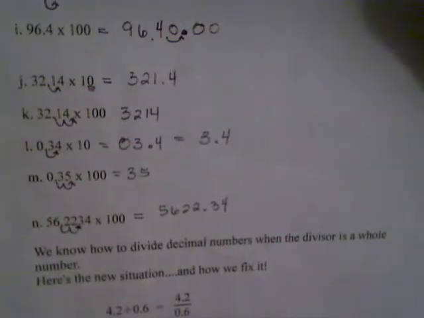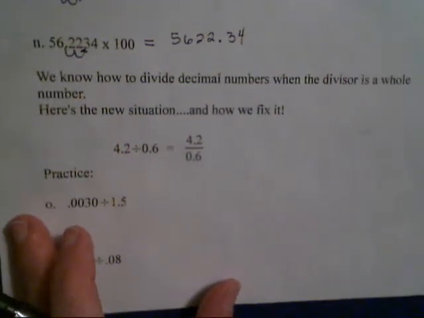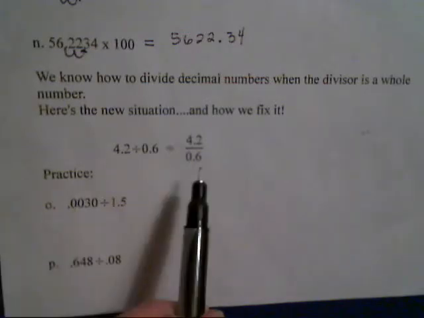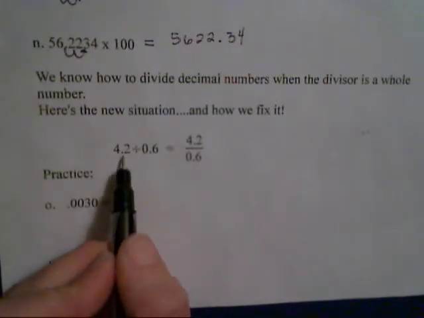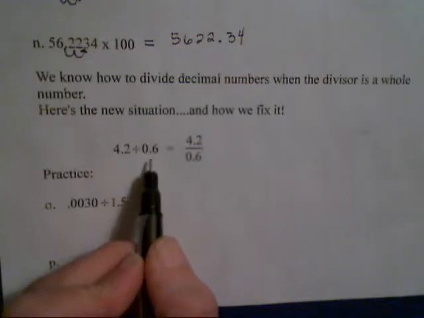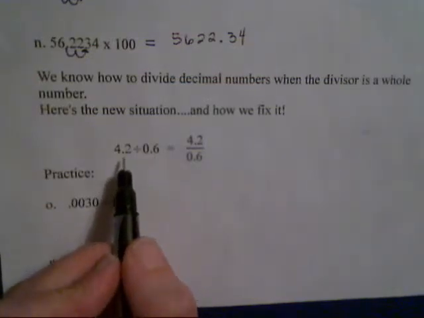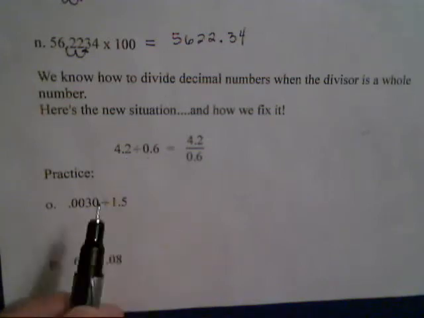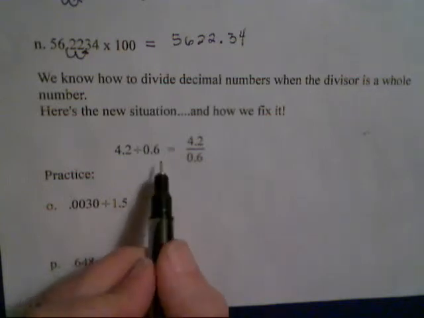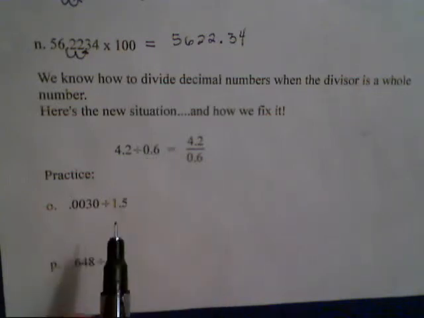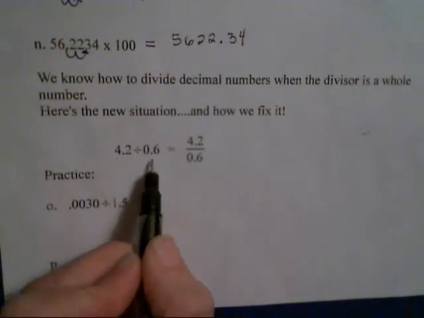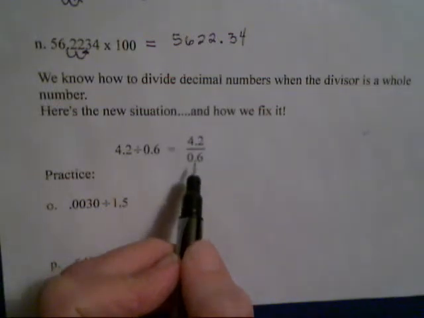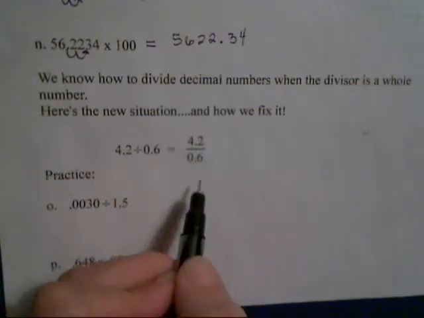So let's look at the situation where we have a division problem and they're asking us to divide by a decimal number. So here we have 4.2 divided by 0.6. Now in the previous lesson we learned how to do 4.2 divided by 6. So if this was a whole number, we'd be happy and moving on. But we have a problem because now we're dividing by a decimal. Well, let's write this division problem in this form.